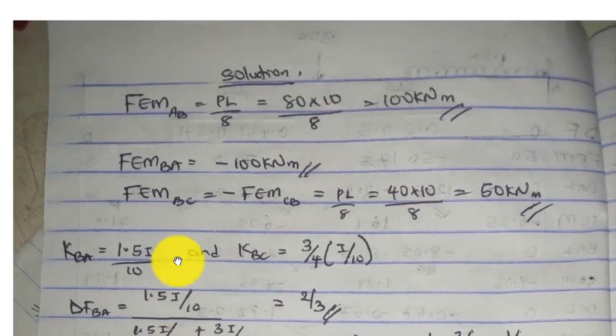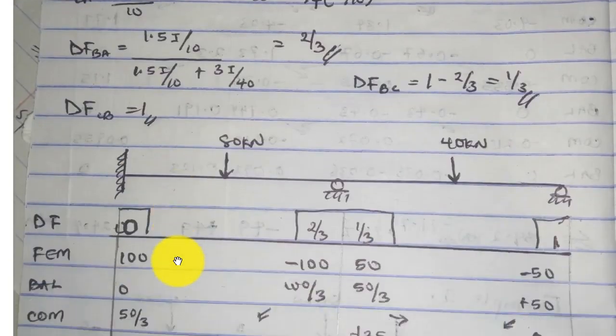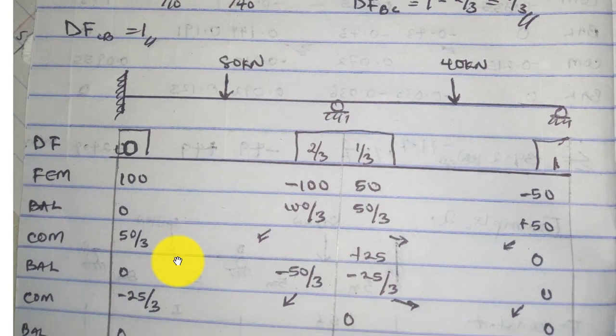Sorry, I forgot to explain it the other time. You know, I told you that fixed is very selfish. It will never distribute. So the displacement factor is what? Is 0. But for pinned, the displacement factor is always equal to 1. So here it is 2 over 3, and here it is 1 over 3 as calculated above. But here you don't need to calculate it because it is only 1.